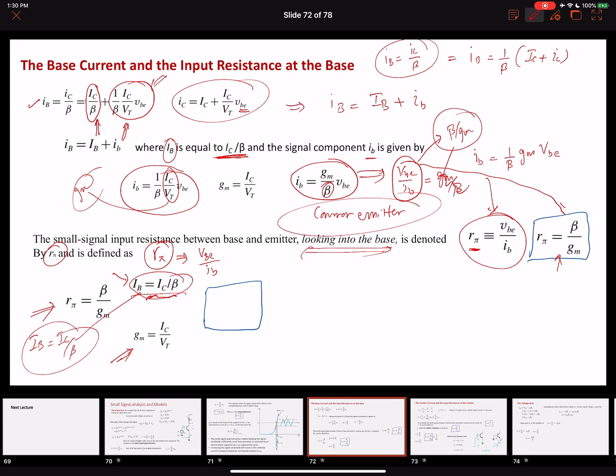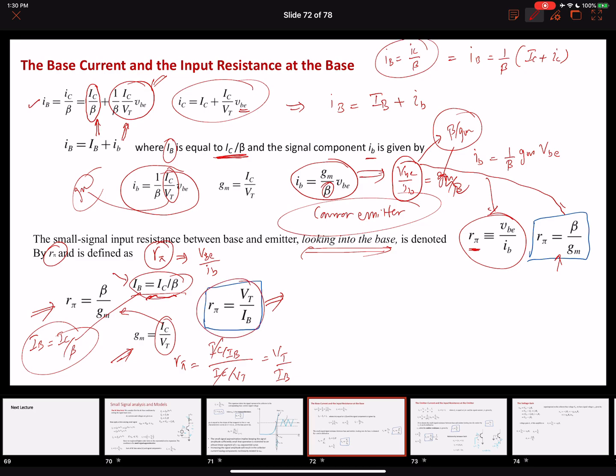All right, so considering these two equations, we can replace the values of g_m and beta in this equation. So our r_pi equals beta, where beta equals i_c over i_b, over g_m, where g_m equals i_c over v_T. So i_c cancels, and we get v_T over i_b. So another equation for the resistance looking into the base, the base to emitter resistance looking into the base, will be equal to v_T over i_b. So another equation to remember.